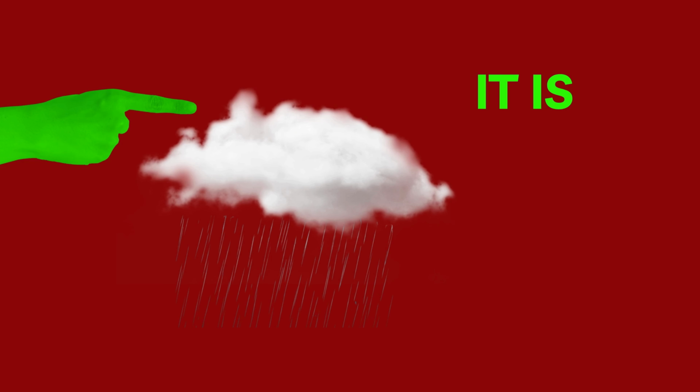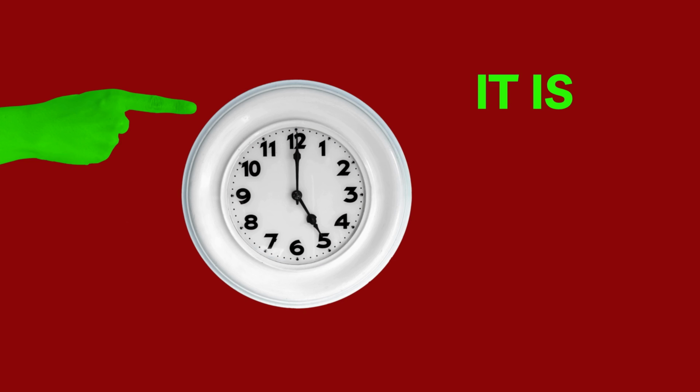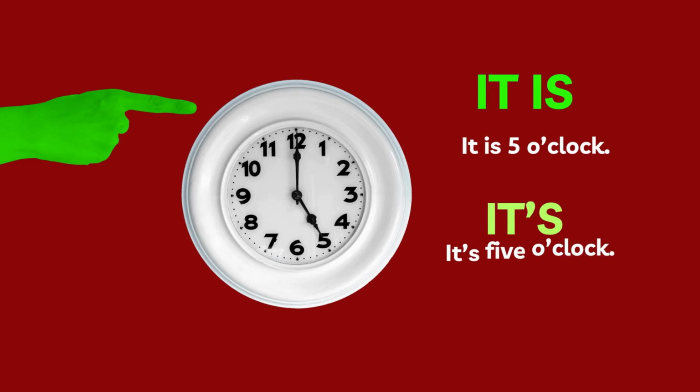You can use it is to name animals or things. It is a chair. To talk about the weather. It is raining. Or to tell the time. It is 5 o'clock. You can also use its contracted form, it's. It's 5 o'clock.